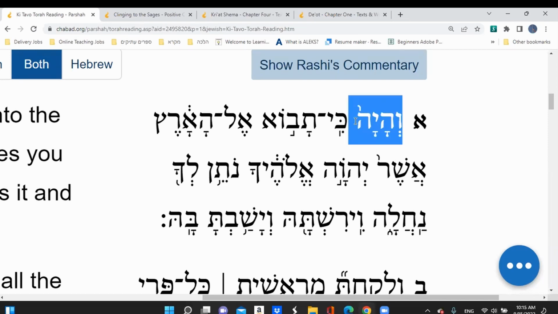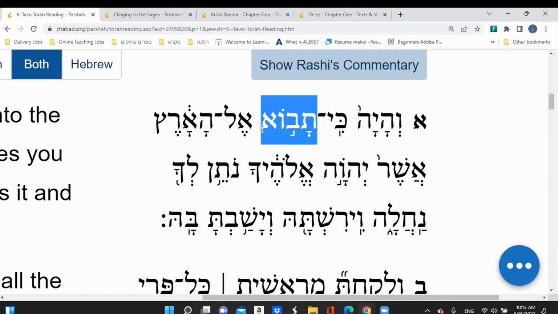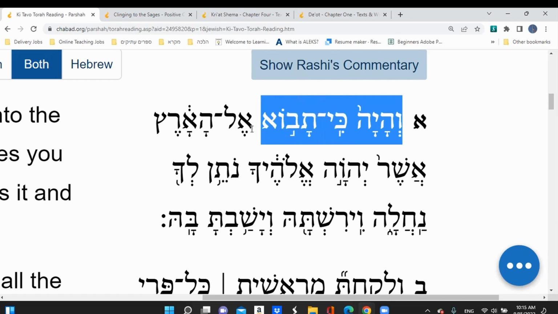Ve'haya. Haya means it was. All right, the vav here reverses the time. So if haya means was, then this vav makes it and there will be, or and it will be. Ki, when, or if, or that. Here it means when. Tavo, you shall come. So, and it will be when you will come.